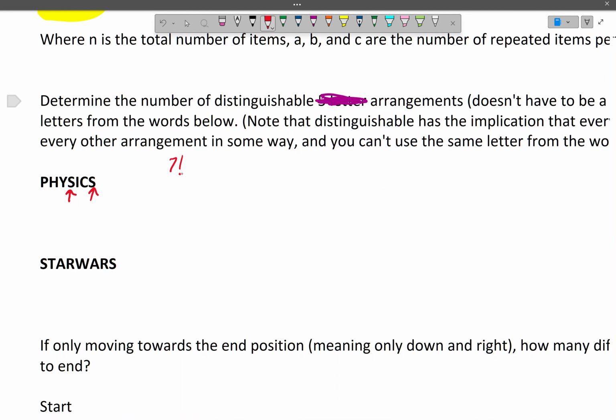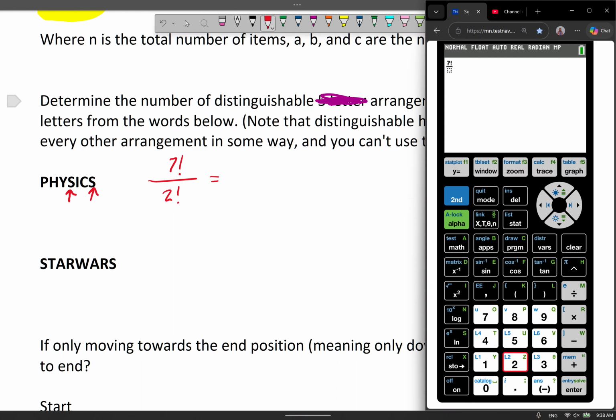So 7 factorial over 2 factorial. 2 factorial is just 2 times 1 or just 2. So I'm just going to put that in like that. So it's 2,520.